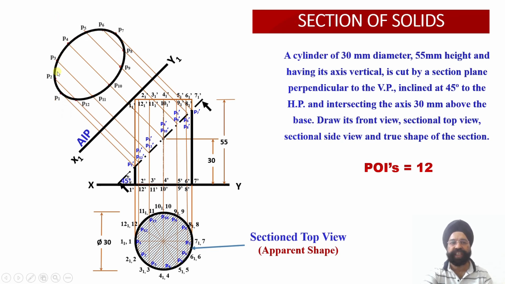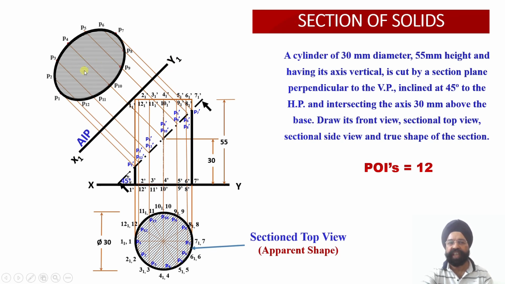Having drawn all these 12 points, now you can see this is a perfect ellipse which I have been able to obtain. This is the true shape of the cut section, which justifies the statement that whenever a cylinder is cut with an AIP which is inclined with respect to HP and perpendicular to VP, cutting all the generators, the true shape of the cut section will be an ellipse over here. Now this is the cut section. So the shading has to be done at an angle of 45 degrees to the X1 Y1 reference plane.